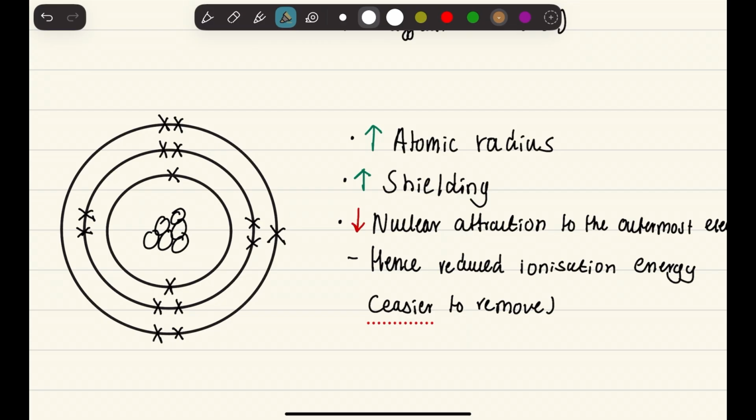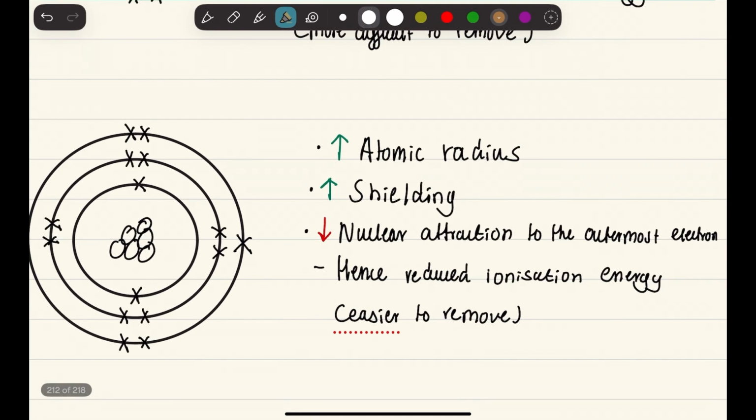Yeah, it has to go through more layers, so your shielding is going to increase. If we've got increased atomic radius and increased shielding, that means the outermost electrons are further from the nucleus, so the nuclear attraction on that outermost electron is weaker. So we don't need as much energy to remove the outermost electron because that nuclear attraction was weaker. I hope that makes sense.